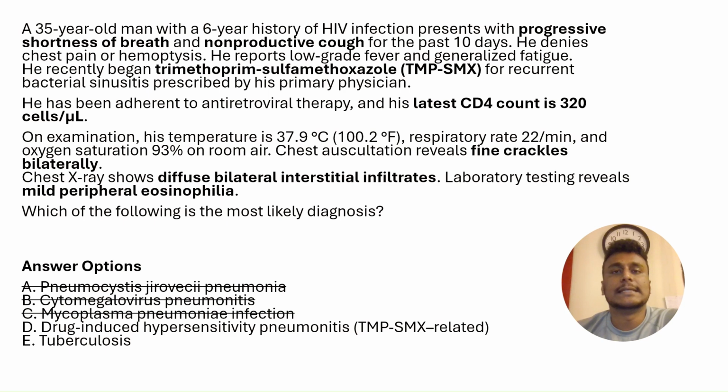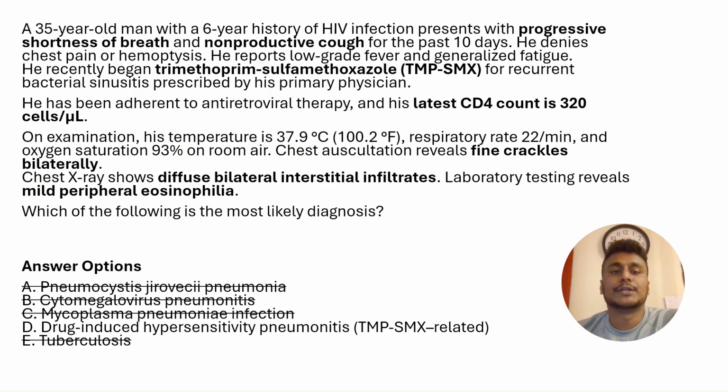Let's jump to option E, which is tuberculosis, before we visit option D, which is drug-induced hypersensitivity pneumonitis. Tuberculosis is also a wrong answer. Tuberculosis can certainly occur at higher CD4 counts, even above 200, so it's worth checking.